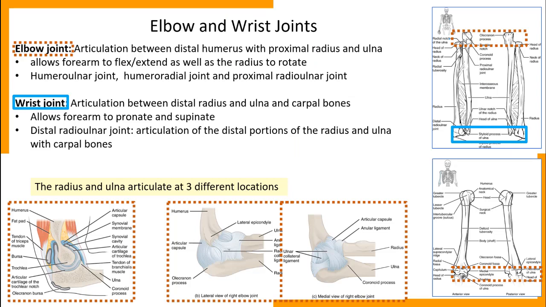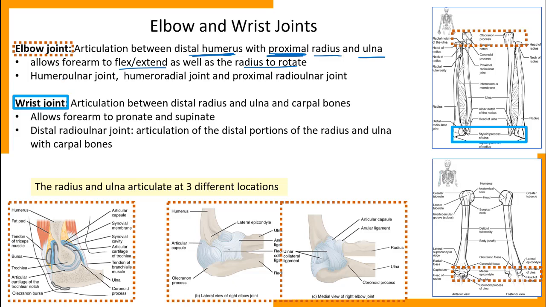The next joints are the elbow and wrist joint. So the elbow connects the distal end, the far end of the humerus, with the proximal, the near end of the radius and ulna, your bones of the forearm, and that allows the forearm to flex and extend, allows the radius to rotate as well.